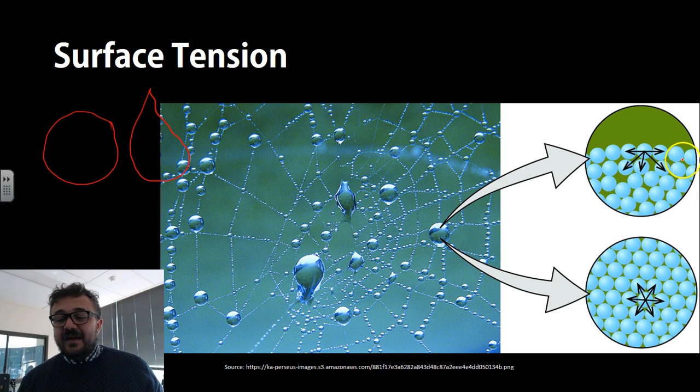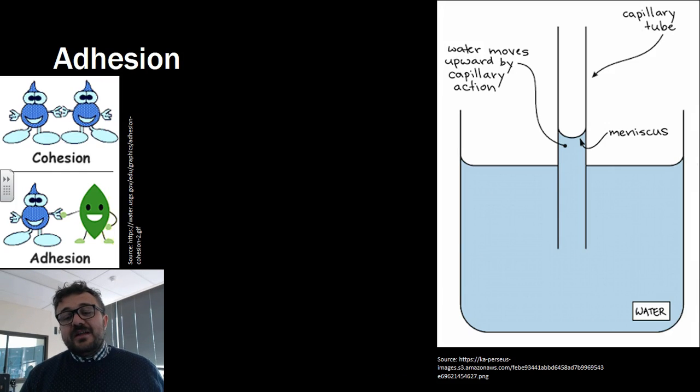At the edge, you'll have surface tension being caused by cohesion as they're all sticking together. And in the middle of the droplet, you'll have cohesion holding it all together. Which is why water has a large liquid phase and a few other things. And that's hydrogen bonding. So let's have a look at adhesion.